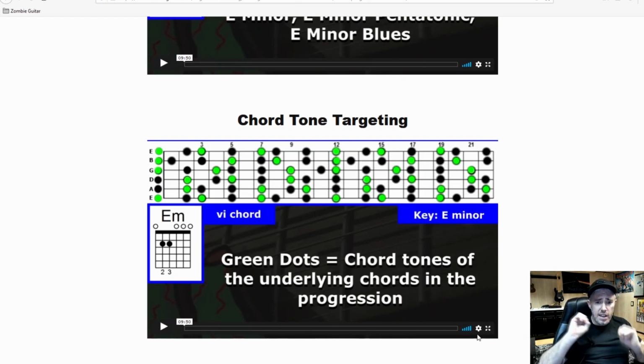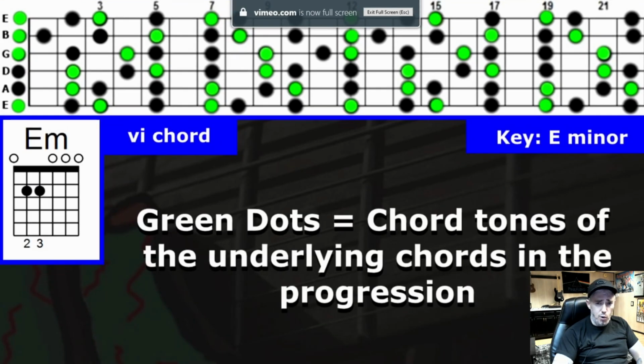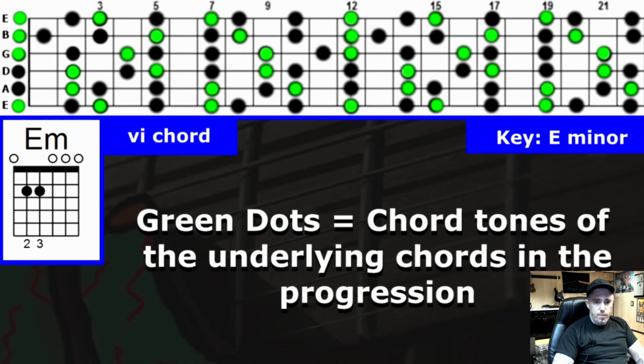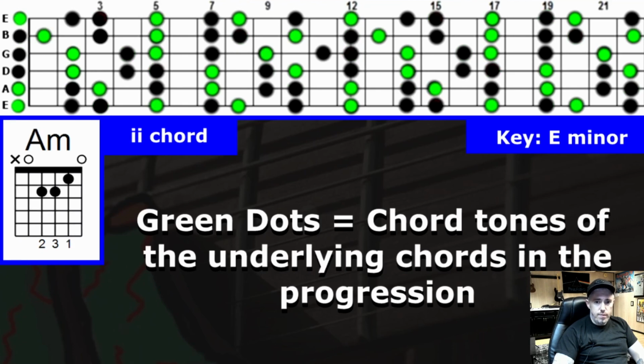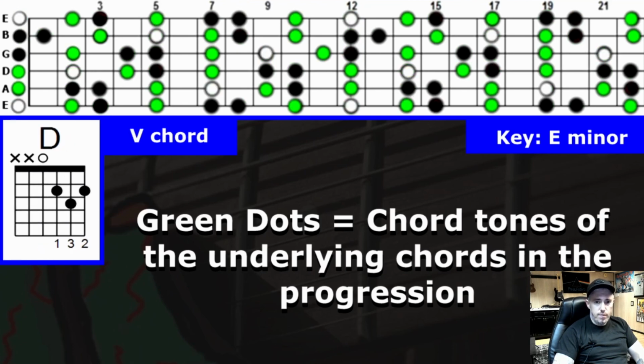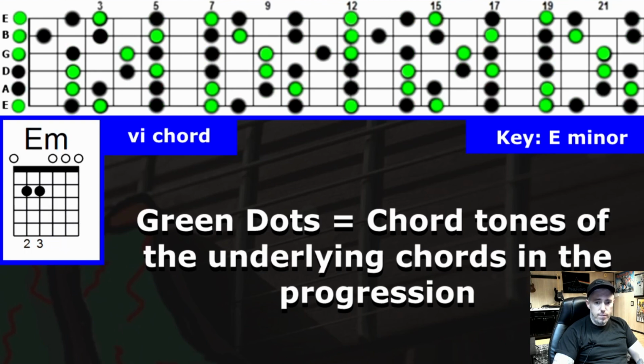But chord tone targeting is where the notes of the underlying chords light up for you as the chords change. So it's the same chord progression. You can see these green dots are changing. The scale still remains the same. It's still the E minor scale, so you can use the E minor scale anywhere on the fretboard that you want, and all of the notes within the scale are going to sound good over any of the chords because everything's part of the same key.